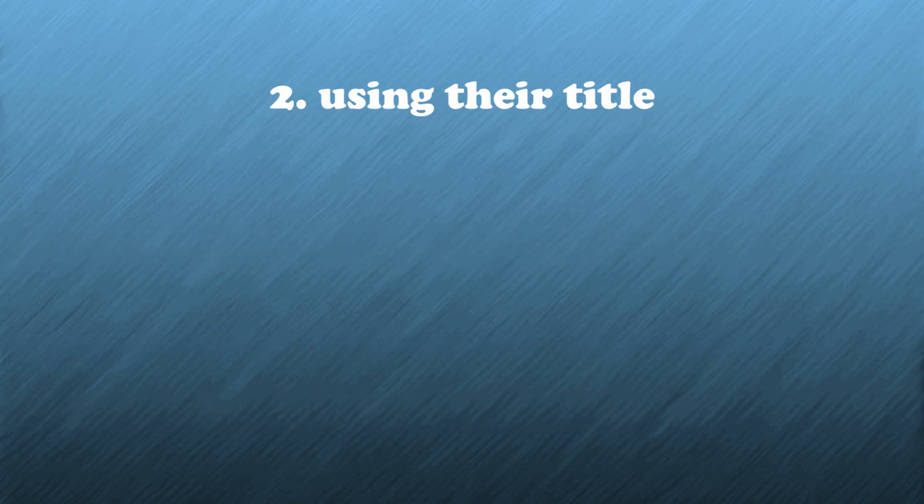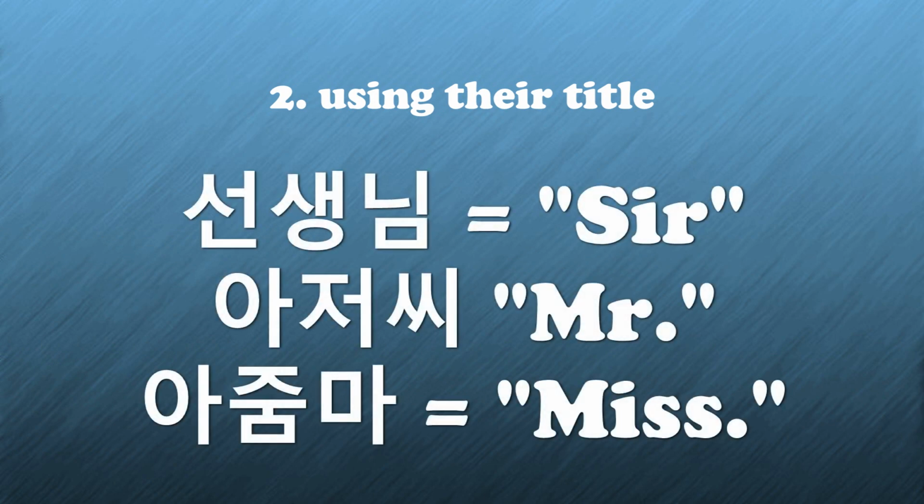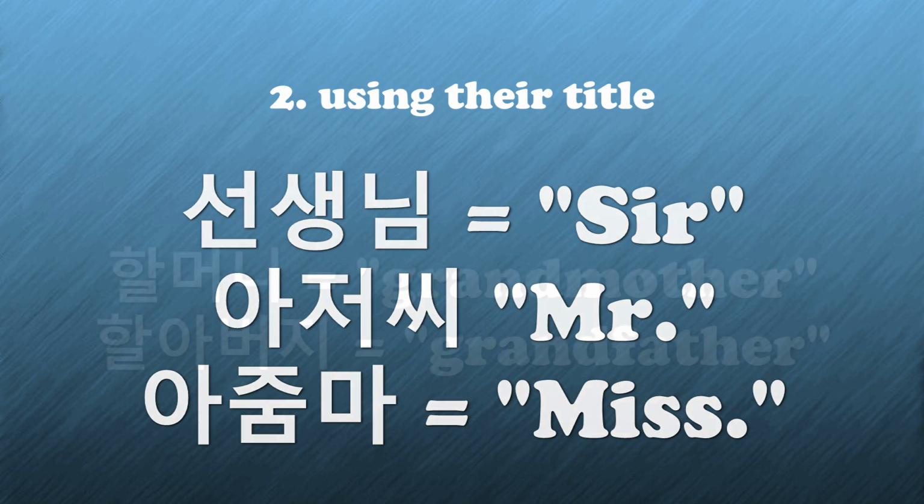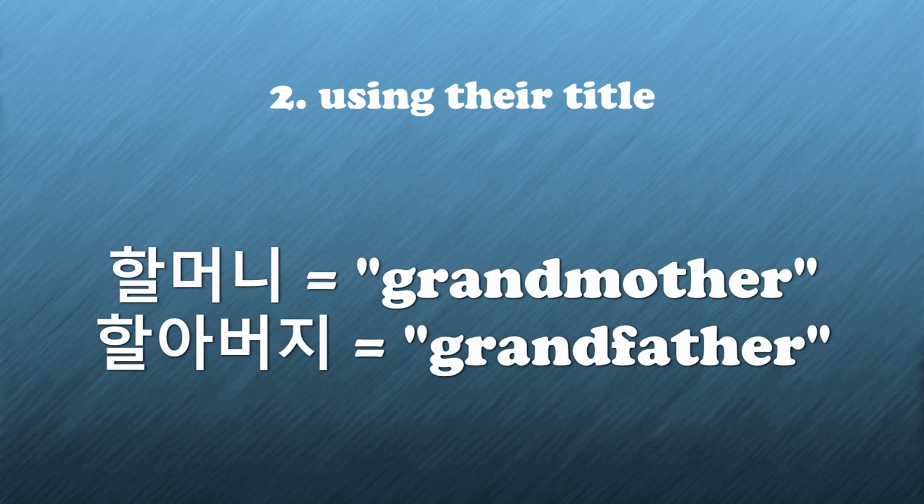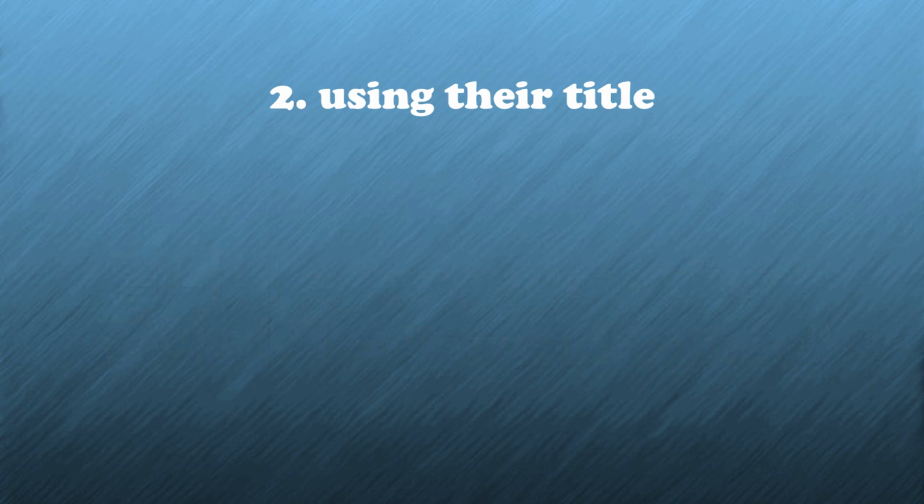Also, if you're speaking to someone older, you can use 선생님 to an older man, which translates as sir. Or you can use 아저씨 to an older man, or 아줌마 to an older woman. In addition, to an elderly woman, you can use 할머니, which means grandmother, or 할아버지, which means grandfather, even if they're not your own grandmother and grandfather. Essentially, what you want to do is use the person's name if they're a good friend of yours, or use their title if they're someone who you should show respect to, such as a boss or a teacher or someone older than you.